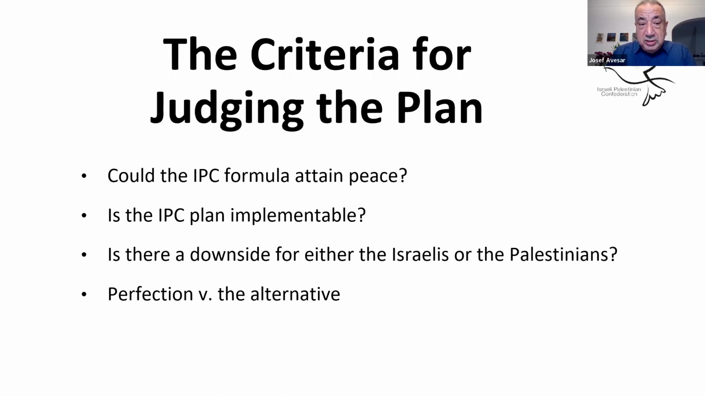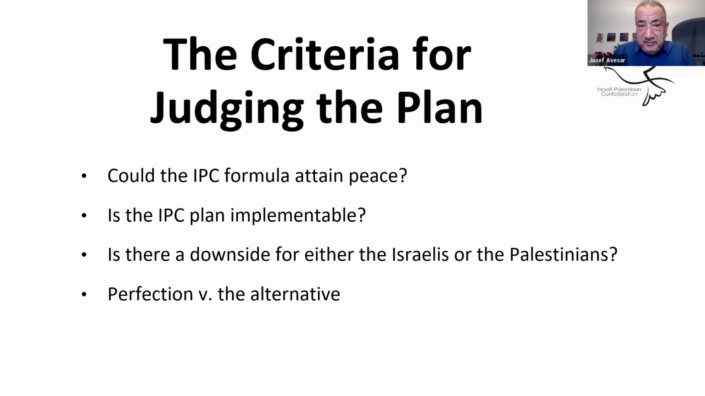We will ask you as the audience to judge our plan based on these criteria. Could the IPC formula, the common government formula, attain peace? That's the main question. Is it implementable? In other words, even if it could make peace, is it possible to create? And if it is possible to create, is there a downside for either the Israelis or the Palestinians from implementing it?